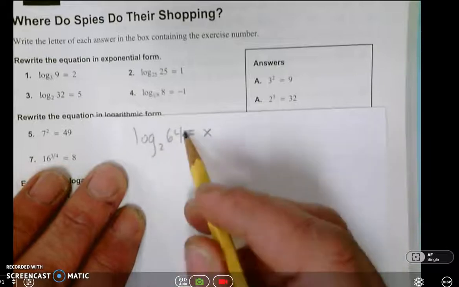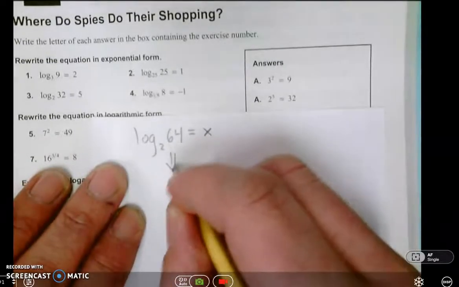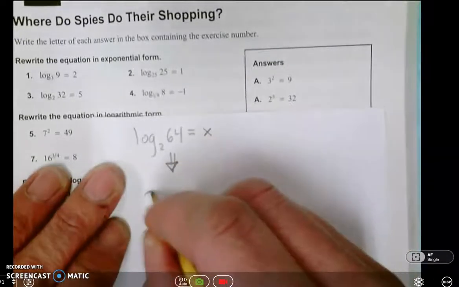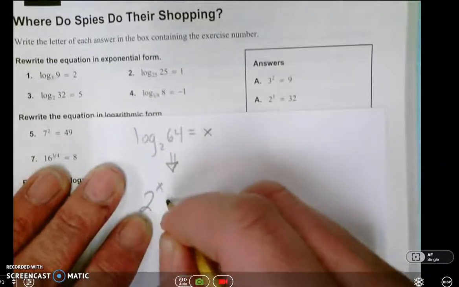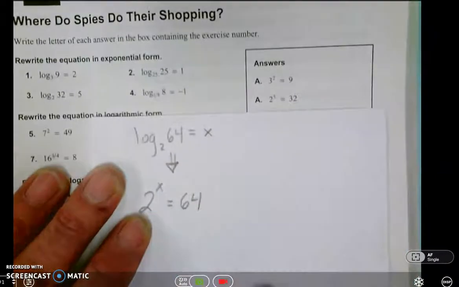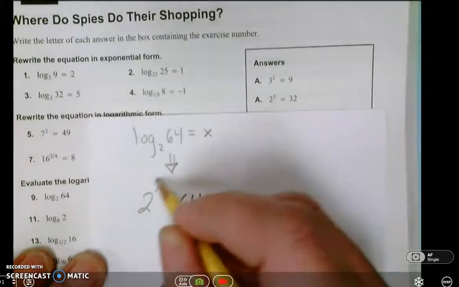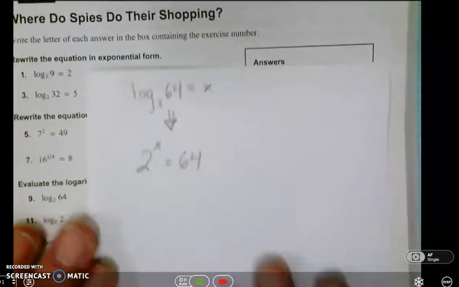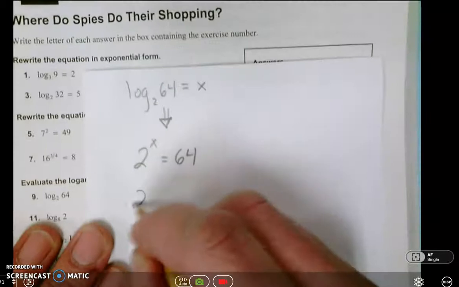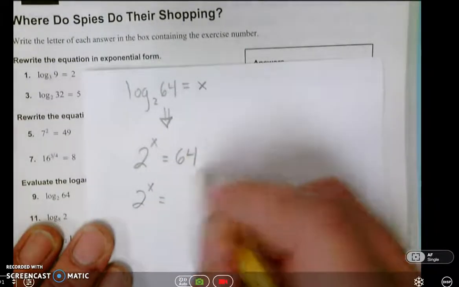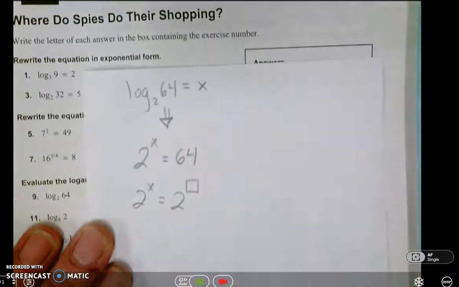We don't tend to think in this form. So first thing I'm going to do is change forms. Now, the base is 2, so it's 2 to the x equals 64. Now, without a calculator, it's kind of hard to know 2 to what power equals 64. Okay. So what we want to try and do is write 64 as 2 to some power.